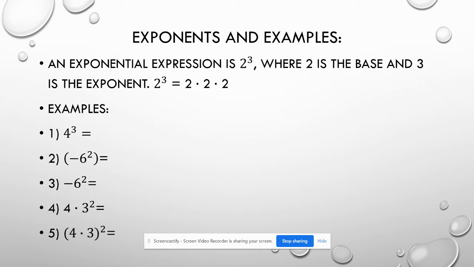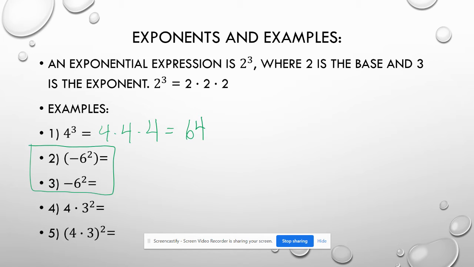Exponents. An exponential expression is 2 to the third power. The base is 2. The exponent is 3. 2 to the third power means 2 times 2 times 2. So for these examples, I have 4 to the third means 4 times 4 times 4. 4 times 4 times 4 is 64.